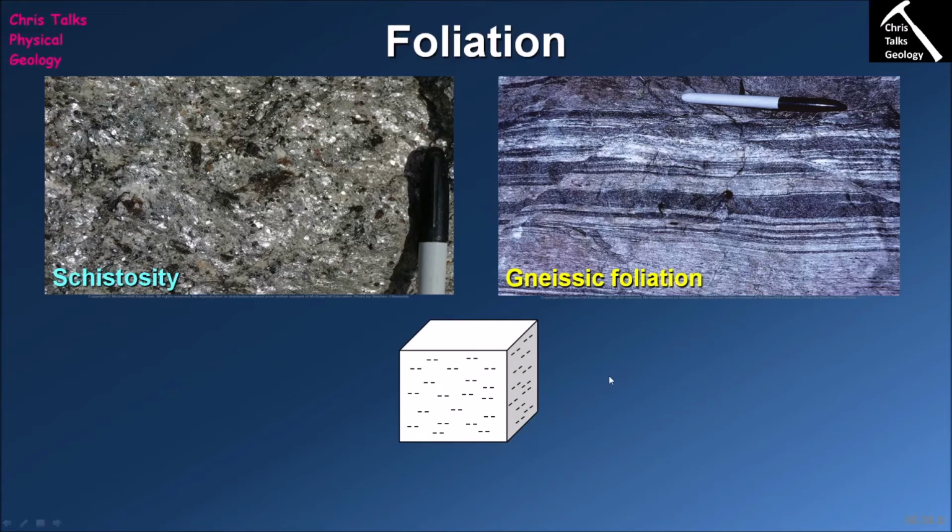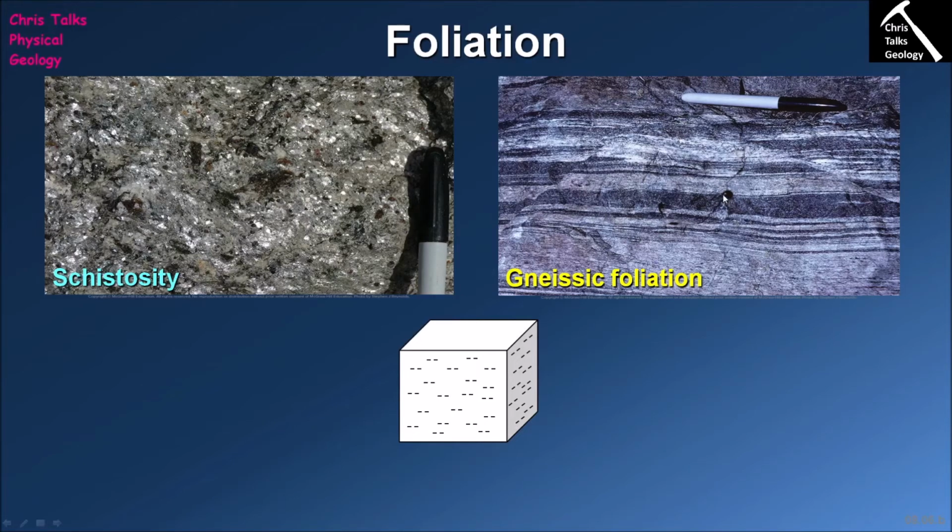And gneissic foliations are associated with a type of metamorphic rock which is referred to as a gneiss. So that's G-N-E-I-S-S. So gneisses have this very distinctive pattern to them of light and dark bands, and you can see that illustrated quite nicely in this picture here.